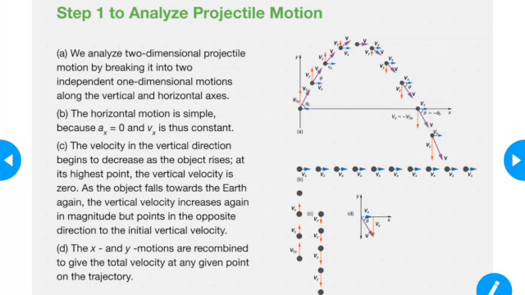Then there's the blue arrows. The blue arrows are the horizontal, and notice they are all the same length. That is because there is no acceleration in the horizontal direction. So that's why all the blue arrows are the same length, and that goes for both pictures.